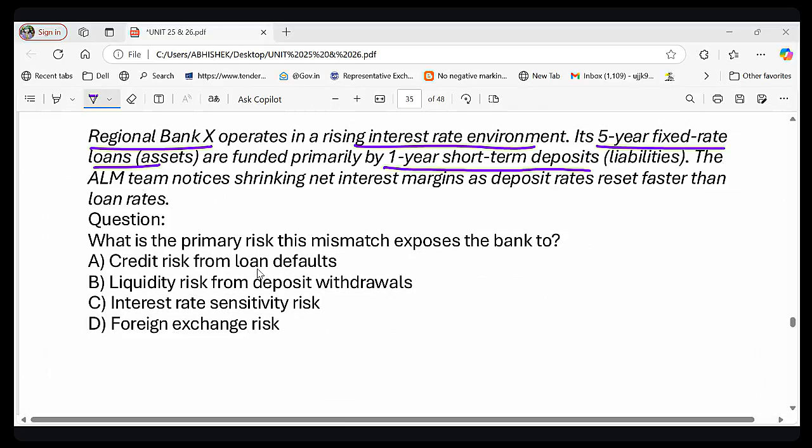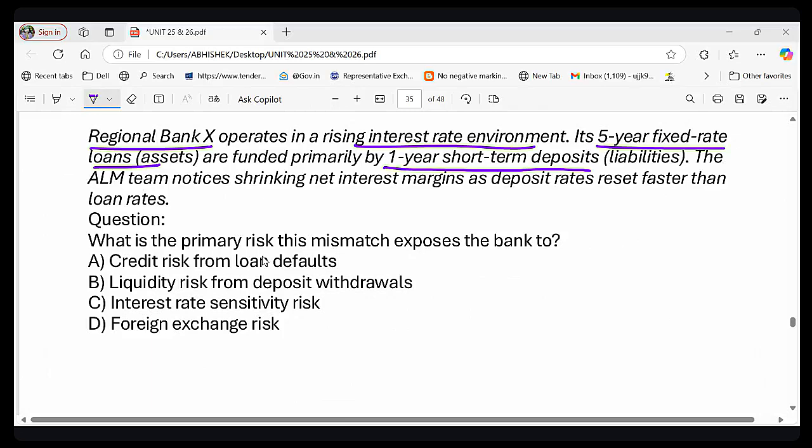So basically, what is happening that deposit. Okay, so you are saying liquidity risk from deposit withdrawal. I want everyone to respond. I am waiting for all of your responses, because this is the easiest question possible from BFM. And if your concept is clear or not, that is what I'm checking.